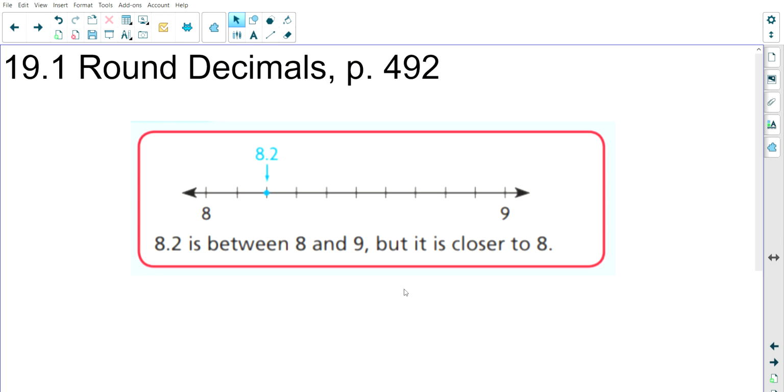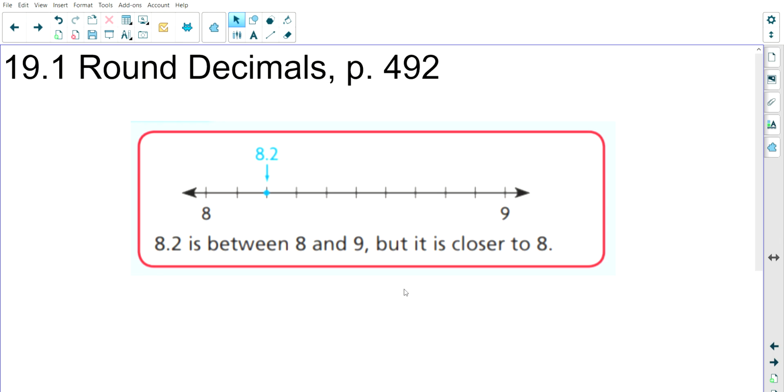If you don't already have your math journal out and your textbook, please pause the video and restart when you have your journal labeled and your textbook open. It's been a while since we have done rounding, so let's do a quick review.